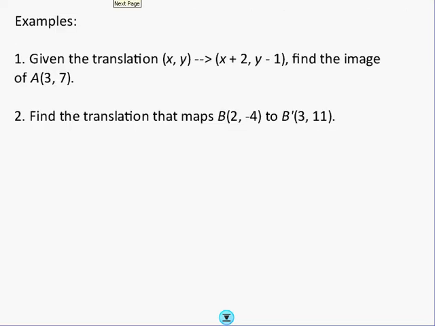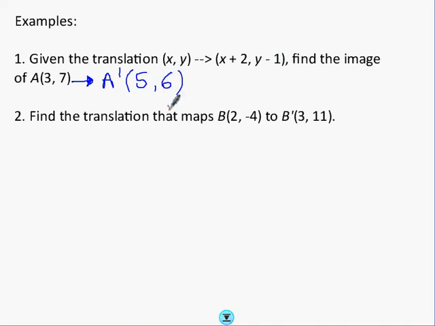2 more examples. Given this translation, find the image of A. Well, A is going to get mapped to A prime. 3, it looks like I add 2. I'm moving this 2 to the right, so it's going to go to 5. 7, it looks like I'm moving it 1 down, so it's going to go to 6.